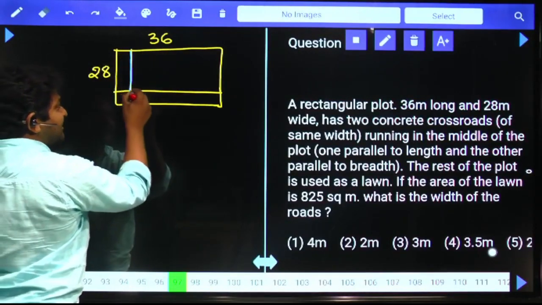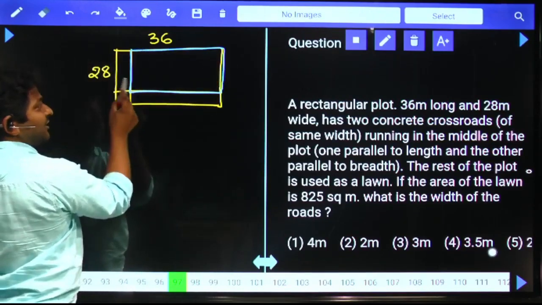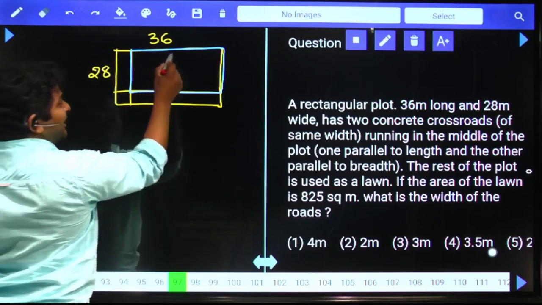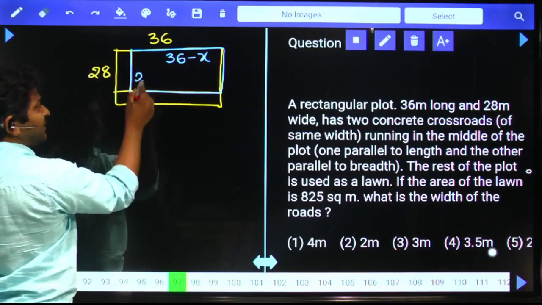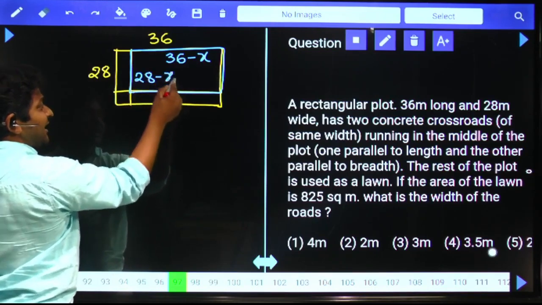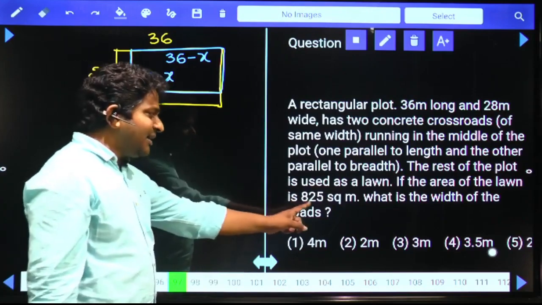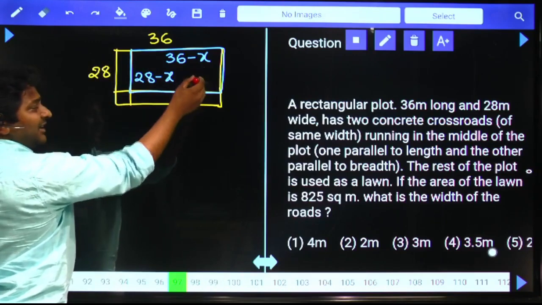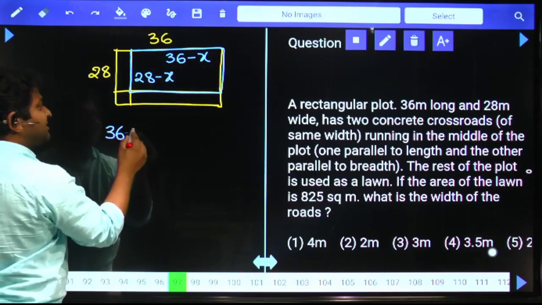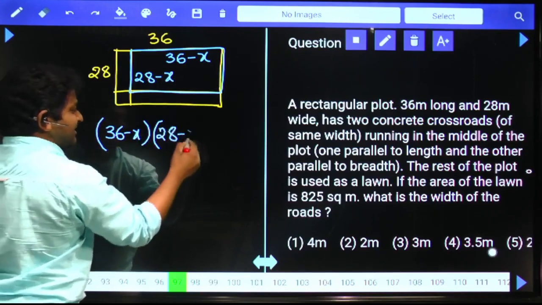If you look at this, this is another rectangle that we have. If the width of the road is x, the length of the inner rectangle becomes 36 minus x and the breadth of the inner rectangle becomes 28 minus x. And exactly this is what is used as lawn. And the lawn area is given as 825. Hence, the inner rectangle area is equal to (36 minus x) into (28 minus x).